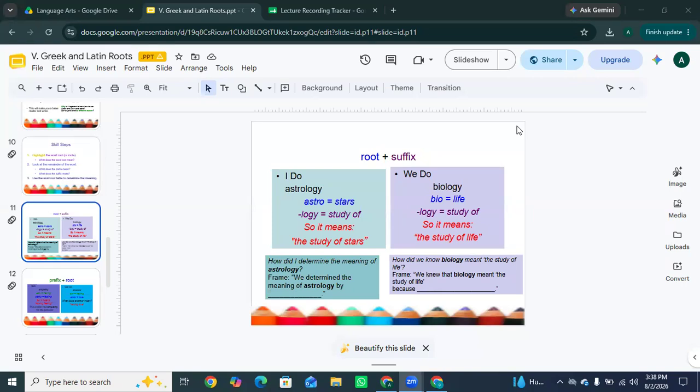I do astrology. So astro means stars and logy means study. So it means study of stars. And next, we do biology. So bio means life and logy means study. So its meaning is study of life. And how did we know this? Yes, because we knew the meaning of the root and suffix.